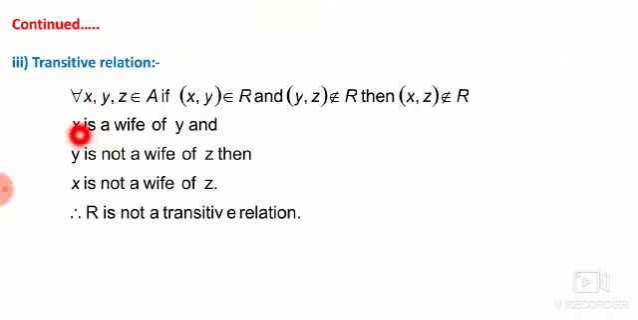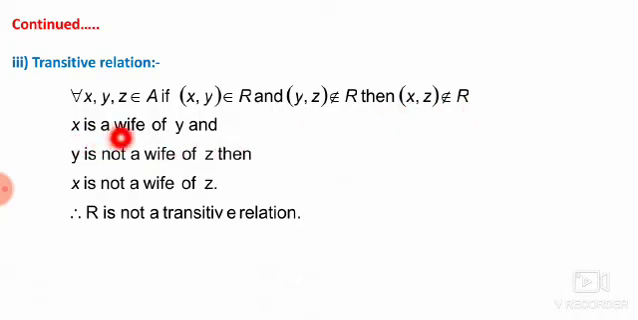Transitive relation. For all x, y, z belongs to A, if x is a wife of y belongs to R, and y cannot be a wife of z because y is a husband of x. Therefore, y cannot be a wife of z. Therefore, it does not belong to R. Therefore, obviously, x cannot be a wife of z, which does not belong to R.